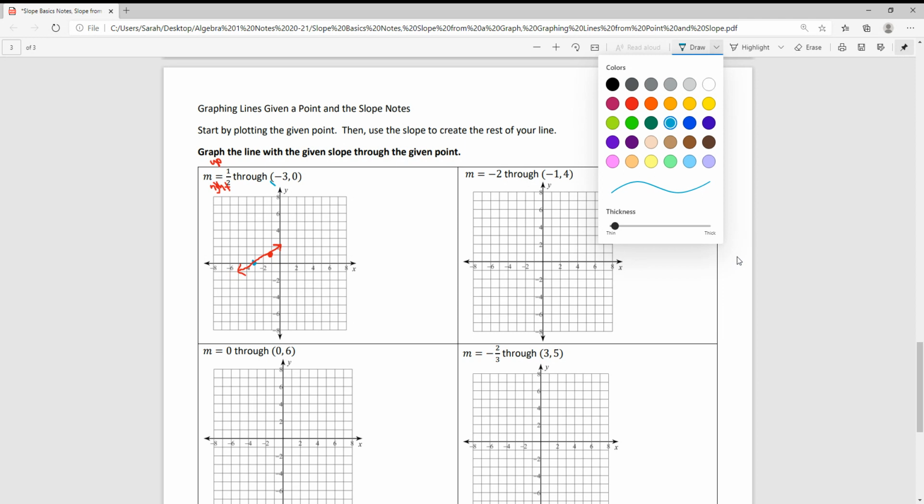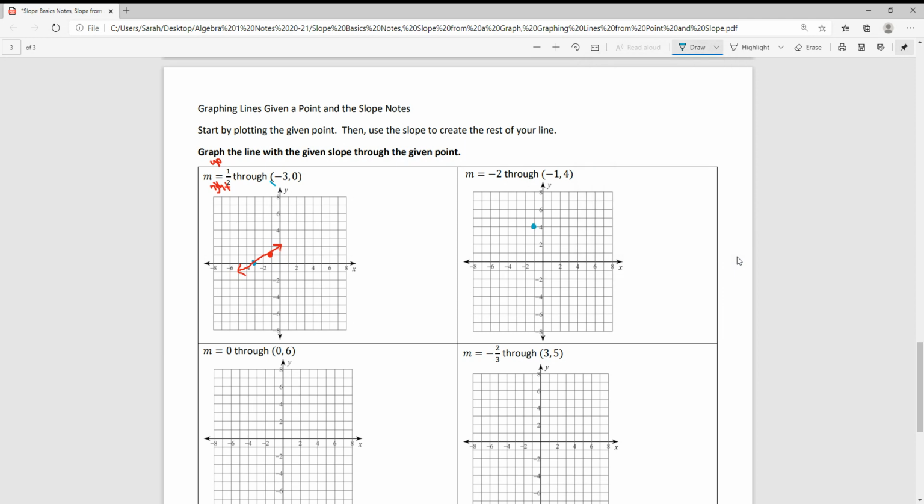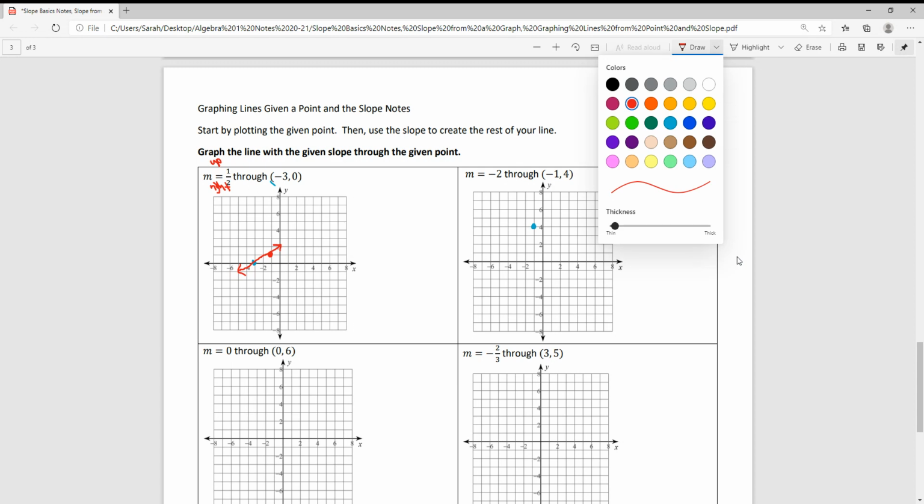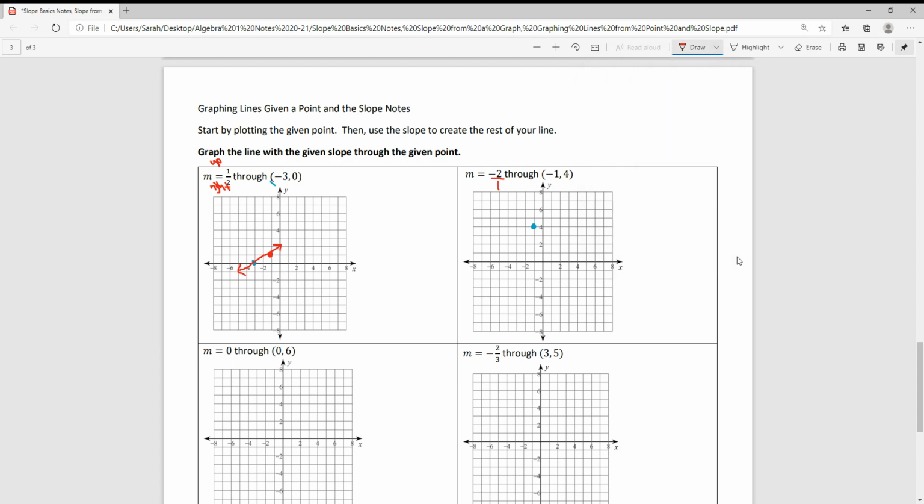Let's try another one. So the point that we are starting with is negative 1, 4. So x is negative 1, y is 4. That is here. They tell us that the slope is negative 2, but that really means the same as negative 2 over 1, kind of backwards the way we talked about some of the slopes before. So a negative 2 slope means we've gone down 2 and to the right 1. So from that first point I drew, I'm going to go down 2 and right 1. And once you have at least 2 points, you can make a line. Remember that when you draw a line, lines go on forever and ever, so you need arrows on both sides.